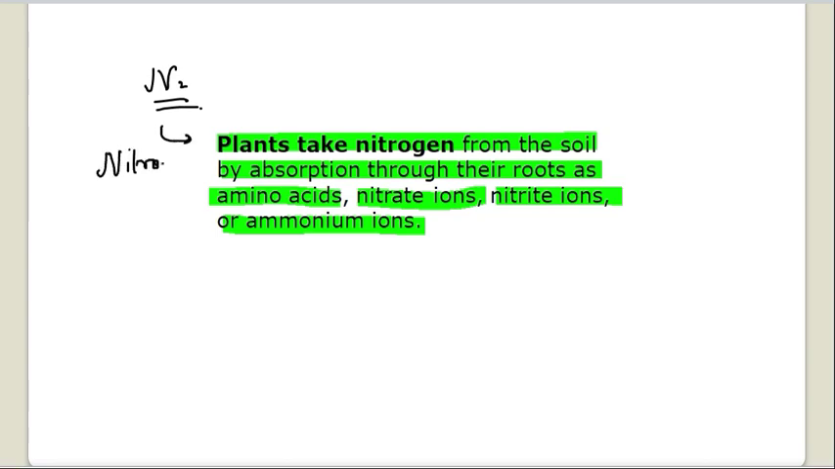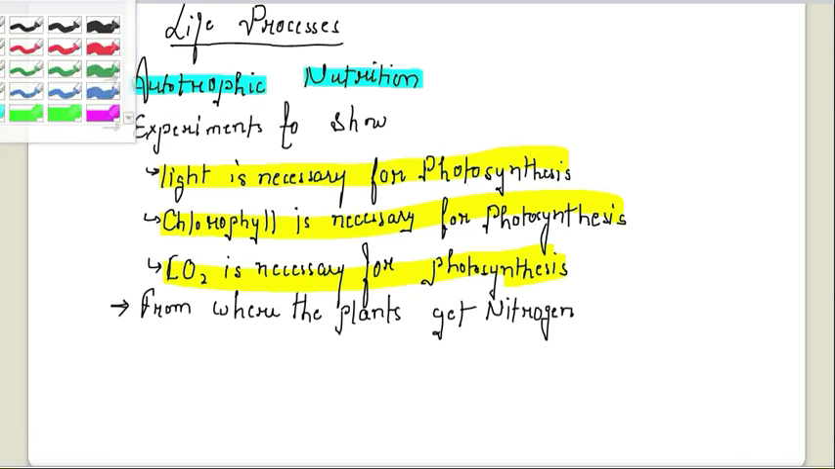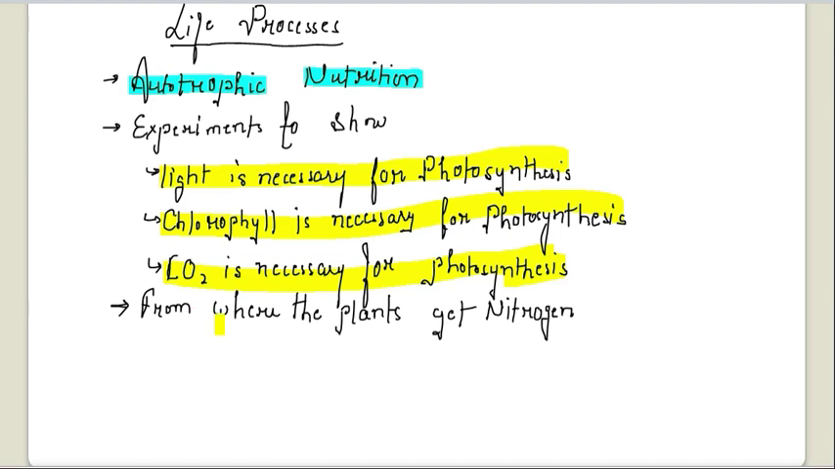Nitrogen fixation takes place, and these fixed products are used in the form of amino acid, nitrate ions, nitrite ions, and ammonium ions, and this fixation is done through the bacteria. So I have planned to cover the experiments for photosynthesis that we have discussed, along with how the plants get the nitrogen. So this much is for this video.